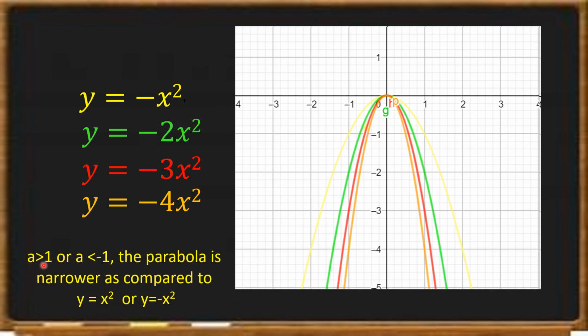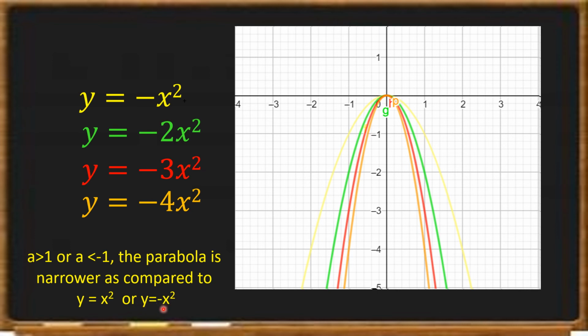If our A is greater than 1, ano-ano yung mga yon? 1.5, 2, 3, 3.5, 4, and so on. Kasama yung mga decimals dyan. If that will be our A, or if our A is less than negative 1, mas mababa sa negative 1, yan po yung negative 2, negative 3, negative 4, the parabola is narrower as compared to y is equal to x squared plus or y is equal to negative x squared. So, mas narrower sila dito sa ating basic quadratic function na y equals x squared.